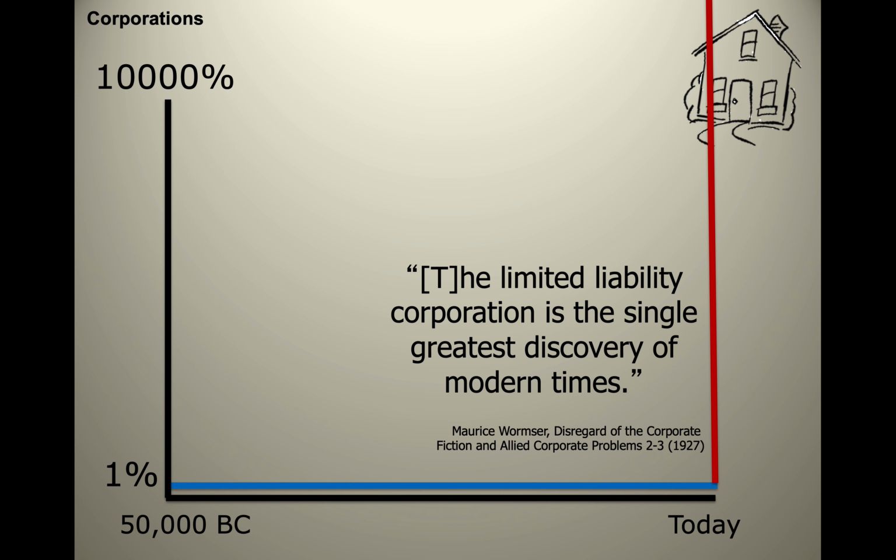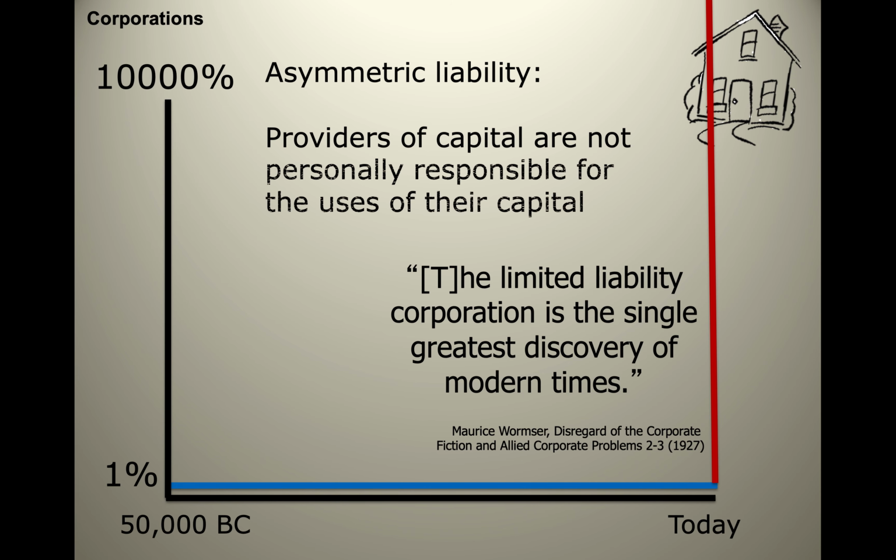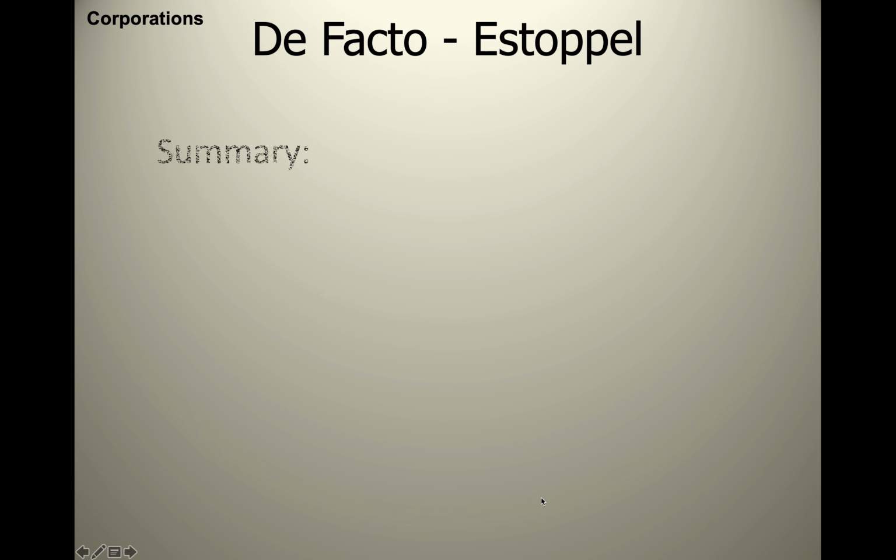I also want to point out, though, at the other end of the spectrum, what's the big downside? And the one I would want to emphasize most is asymmetric liability, which is a way of thinking about limited liability in that you've got people who previously were responsible for the use of their capital. So if you were to start a business in the 18th century and it caused injuries, you would have been responsible for those injuries personally. What limited liability does is it says that the providers of capital are not personally responsible for the uses of their capital. Let's summarize what we've learned about limited liability.